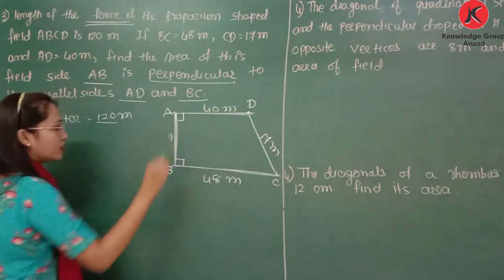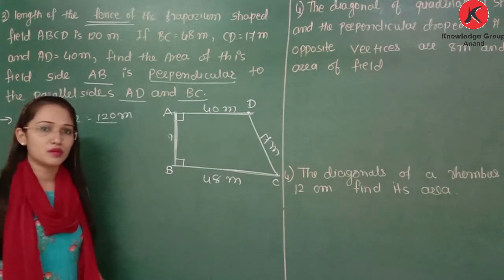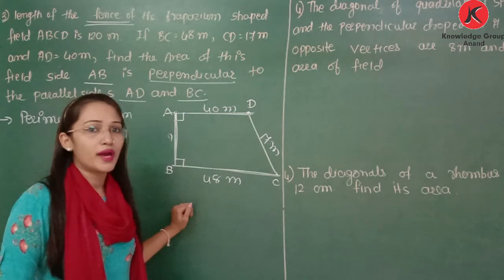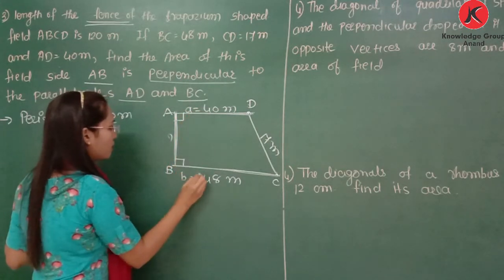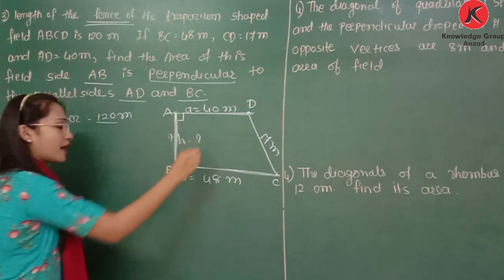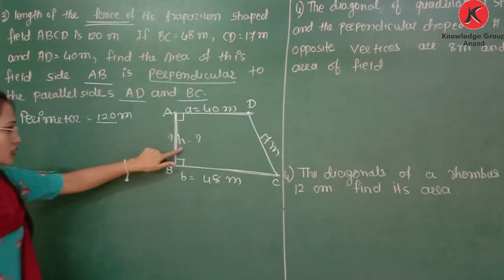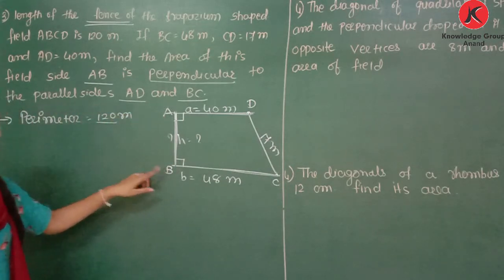What we need to find here? AB. Because what is the equation for the area of a trapezium? That is 1 by 2 height multiply A plus B. So this one will be our A and this one will be B. So what will be the height? That is the perpendicular distance. So we need to find the height first. And what is the height in this trapezium? It is AB.